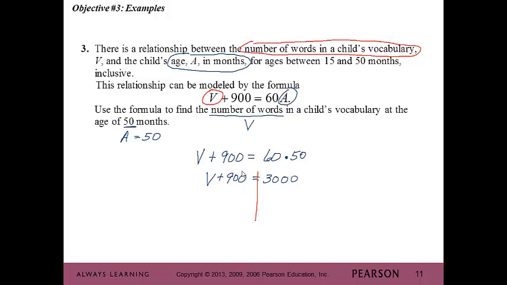So we need to move the 900. Since it's adding, we are going to subtract. So subtract 900 on the left side and subtract 900 on the right side. On the left side, we're left with V, and we have V equals 2,100 words.